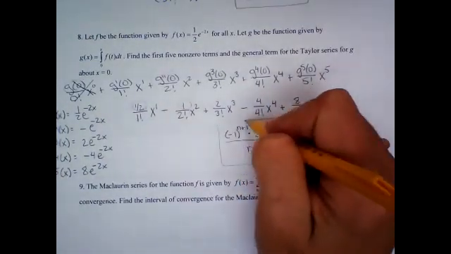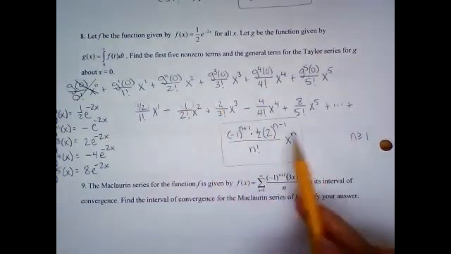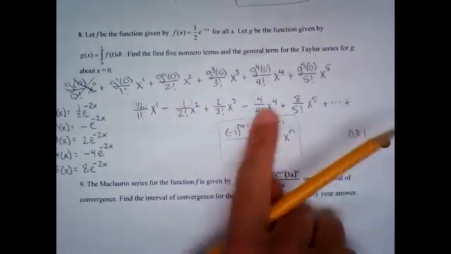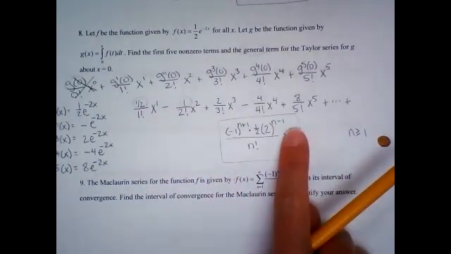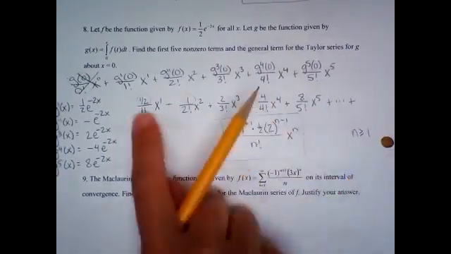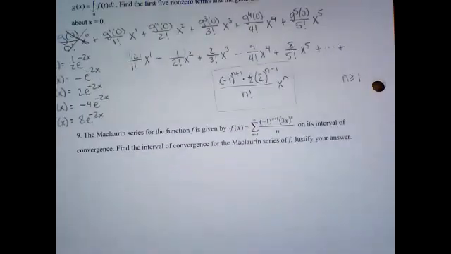Finding the general term can be hard because you have to find that pattern there and then write it out. Also, that just looks really scary because there's a lot in there. But again, this just makes it alternate. This takes care of the x to the whatever, and then we have n factorial in the denominator.